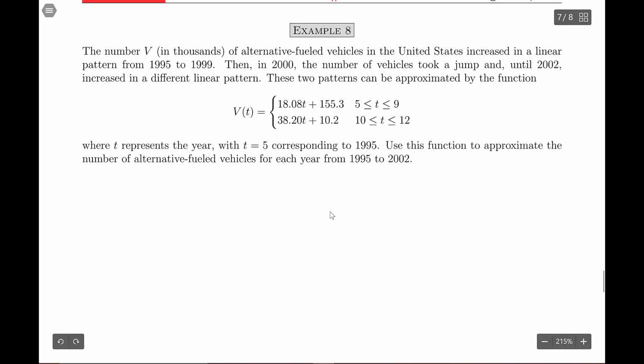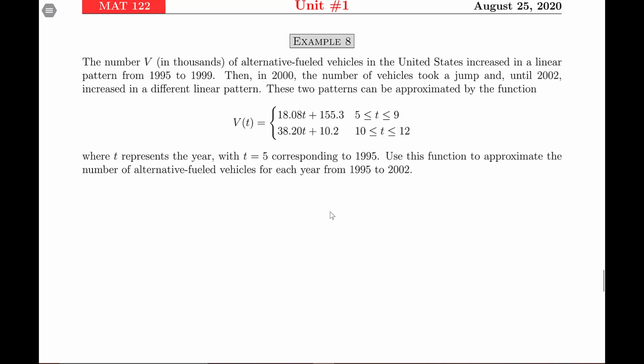Our next example, the number, V, in thousands of alternative fueled vehicles in the United States increased in a linear pattern from 1995 to 1999. Then in 2000, the number of vehicles took a jump, and until 2002, increased in a different linear pattern. These two patterns can be approximated by the piecewise function that's given here. So when time is between 5 and 9 years, we use the first equation. When our time constraint is between 10 and 12 years, we will use the second equation.